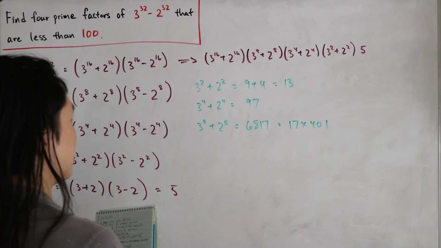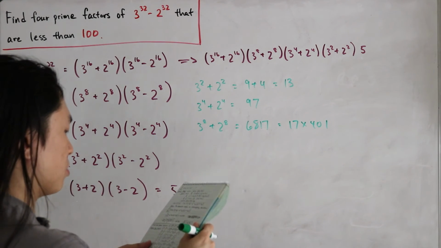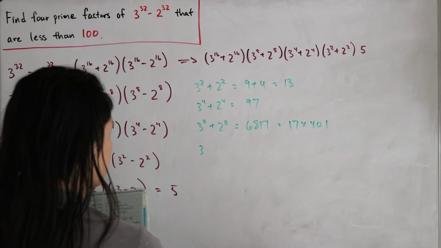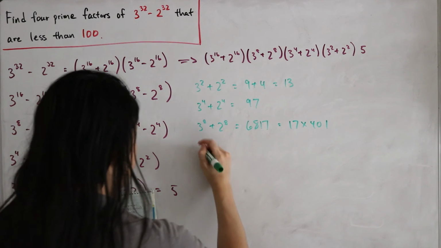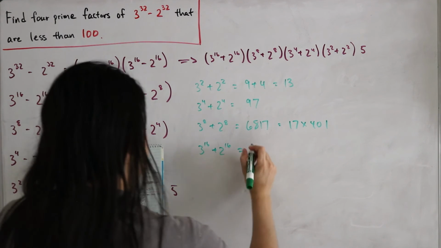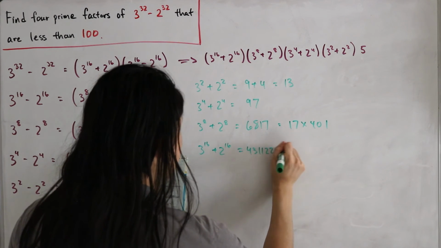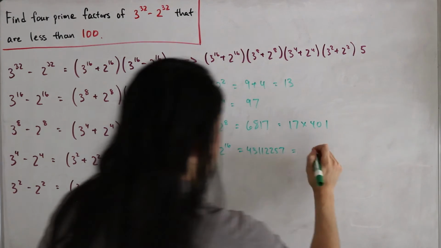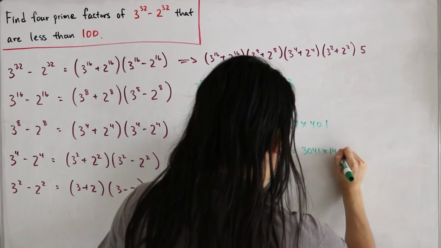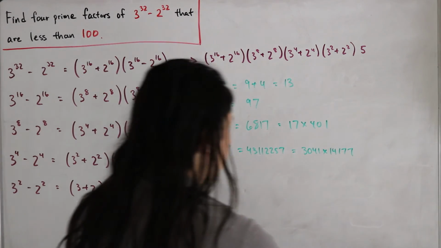So basically, that's really it, because you'll notice that 3 to the 16 plus 2 to the 16 is obviously going to be bigger than 100, if you were to take its prime factorization out. But if you're curious what the value of that is, let's calculate it just for the sake of it. So 3 to the 16 plus 2 to the power 16, we're going to get 43,112,257, and then skipping some steps ahead, its prime factorization comes down to 3,041 multiplied by 14,177. And of course, as you can tell, those numbers are indeed bigger than 100.